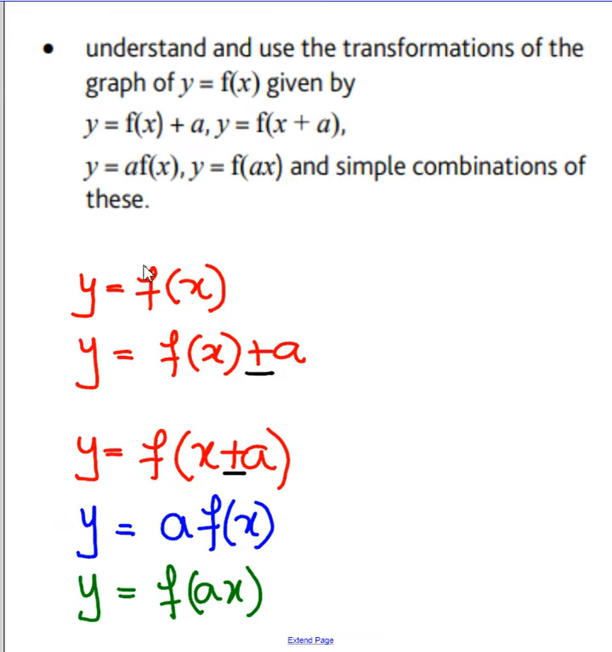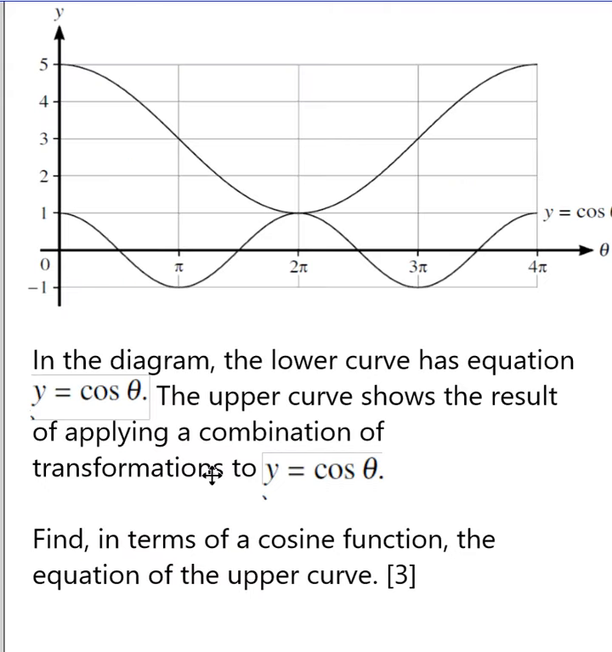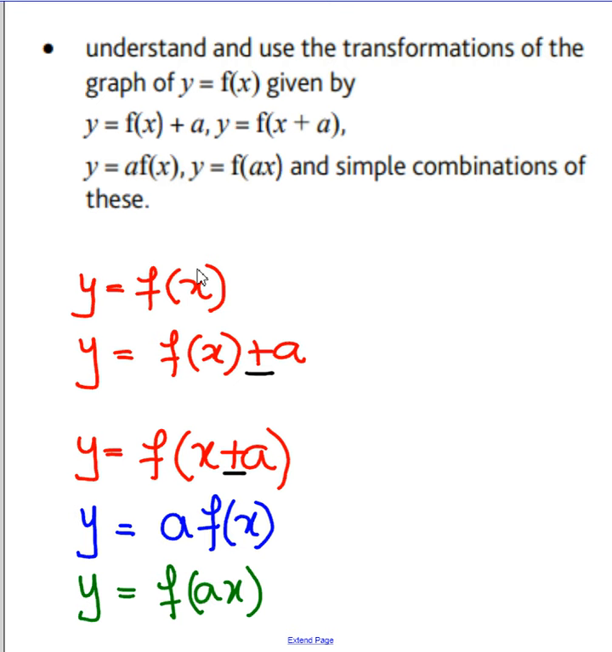Now, when the word transformation comes, because of the question I have picked up, let me show you here first. It is saying the graph of y equals cos theta is given to you, and you have to apply a combination of transformations to find the equation of this upper curve, right? Now you need to know which four types of transformation are given in the syllabus. I have listed them down here vertically to make it easy to understand.